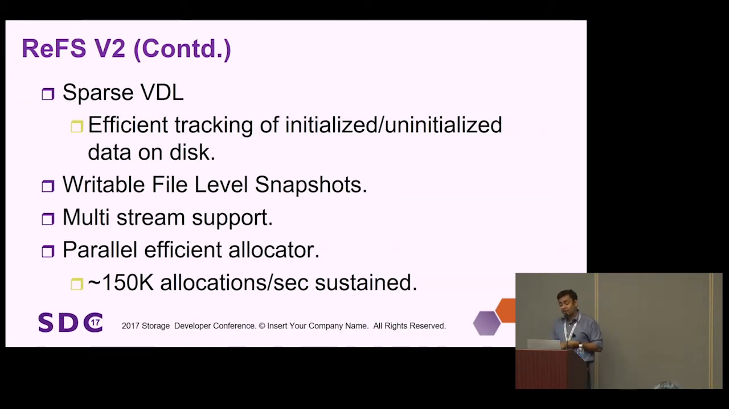Now, what that also allowed us to do is, for each one of those allocation requests, it allowed ReFS to implement policies based on the type of request it was. And I'll explain a bit later how it helped us to solve the SMR problem. So these are some of the top-level features of ReFS V2. There are many more, but I focused on things that helped us in the SMR world.